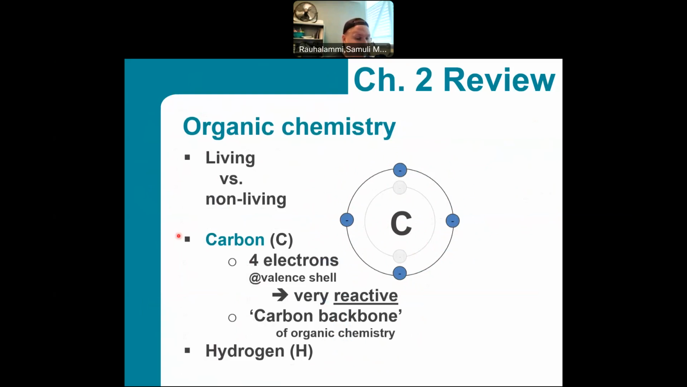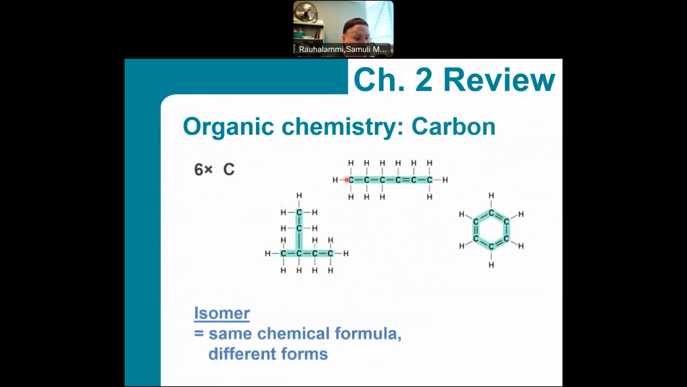And what often happens is that carbons naturally tend to bind with others, forming these covalent bonds where they reach that state of having a full valence shell by sharing some of the electrons.